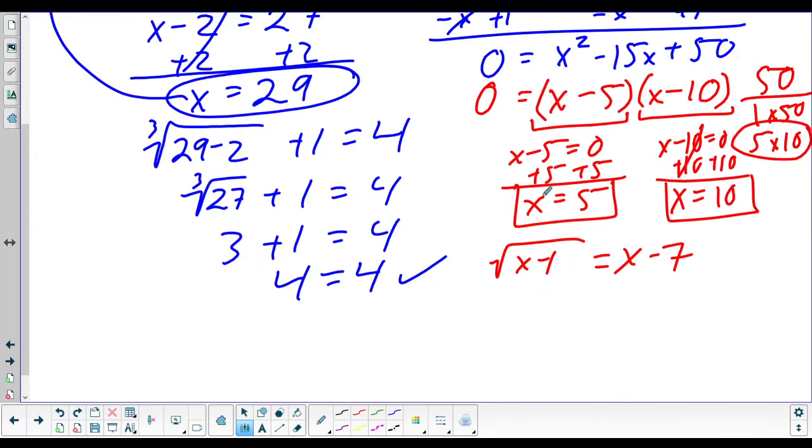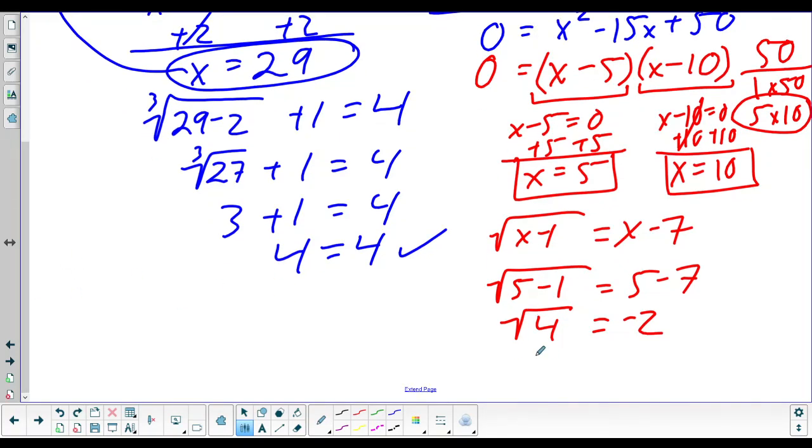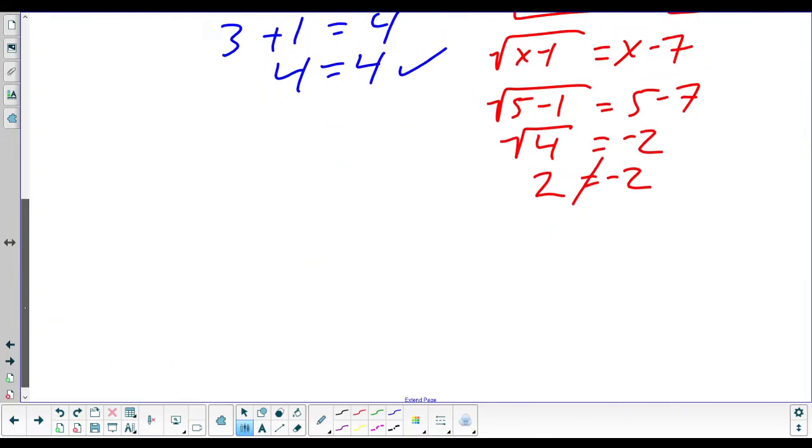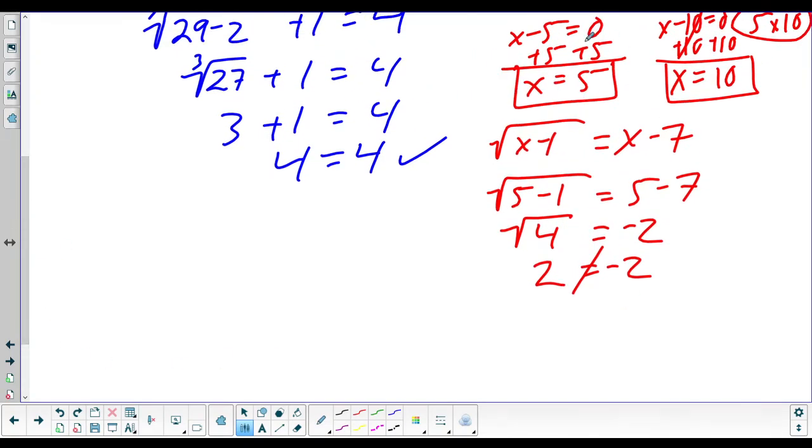So if we plug in 5, we have the square root of 5 minus 1 equals 5 minus 7. 5 minus 1 is 4. 5 minus 7 is negative 2. The square root of 4 is 2. Does 2 equal negative 2? No, it doesn't. It's not equal. So what that means is x equals 5 is extraneous, and we throw it away. Let's try our 10 now.